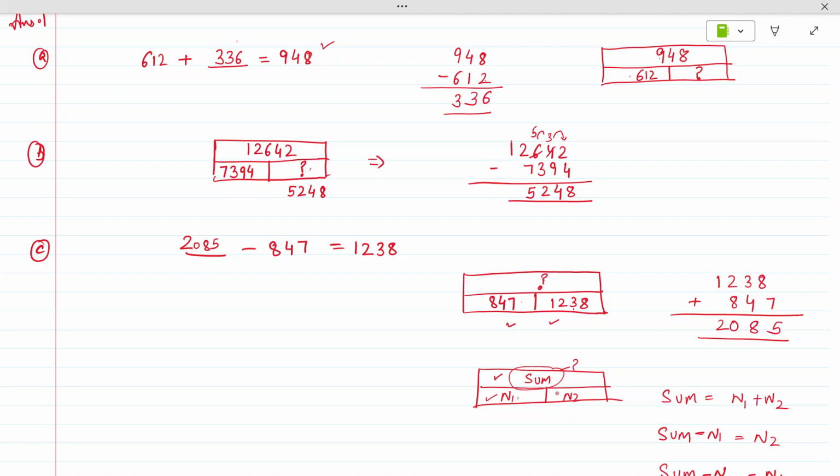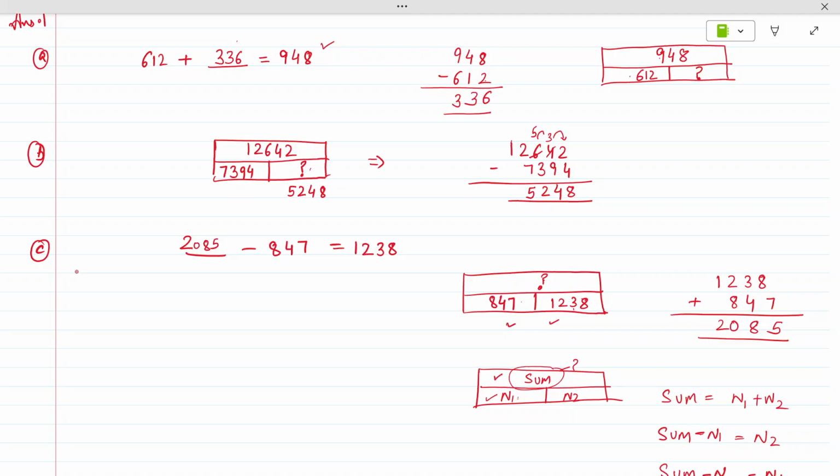This is the sum of these two numbers. We add them up and we get the sum. If we want one of the numbers, we subtract the other number from the given sum, and we get the other number. Okay? Now, the C part we have done.